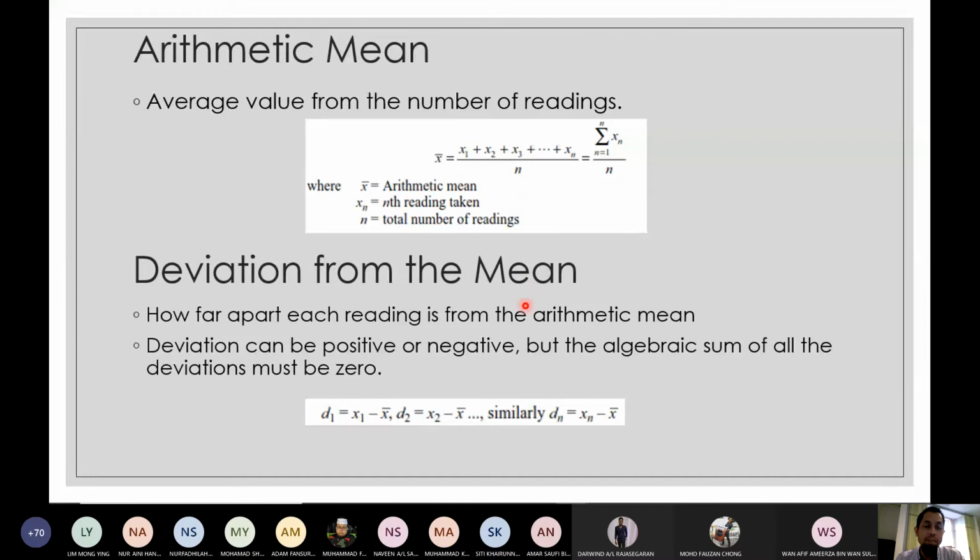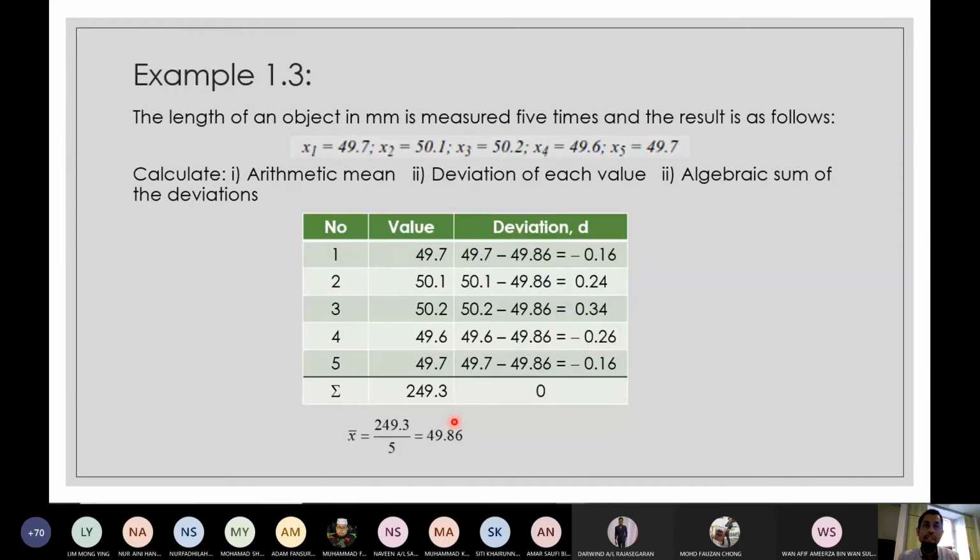And then the second one is deviation from the mean. So we want to know for each value, how far is it from the average value? Okay, so we have, for example here, deviation 1, reading number 1 minus the average. So deviation number 2, reading number 2 minus the average. So we want to know how far each value is from the average value. Okay. So this is the example.